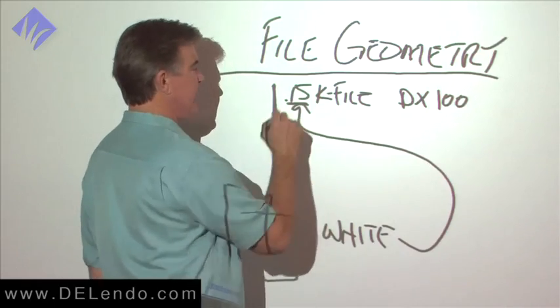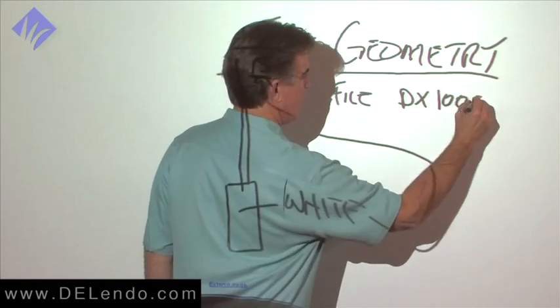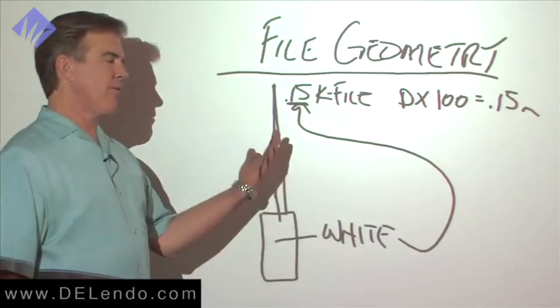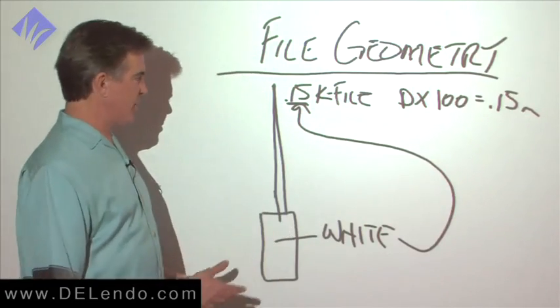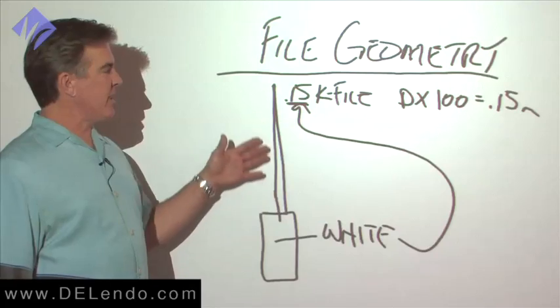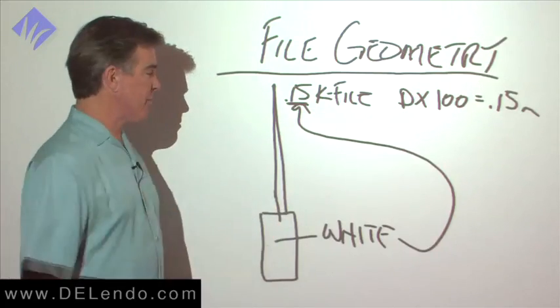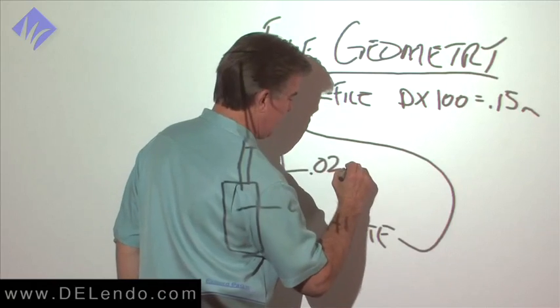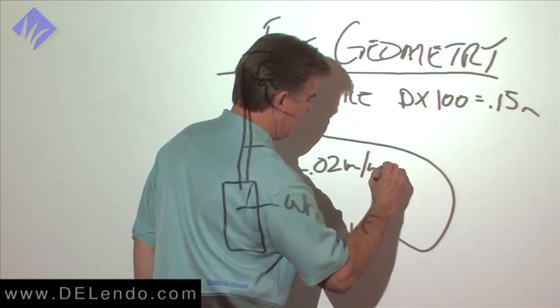So a 15 file is 0.15 millimeters. A 35 file, 0.35 millimeters, and so on. We don't talk about the taper because back in the days before we had variably tapered files, they were all the same taper, which was a very minor 0.02 millimeters per millimeter of taper.